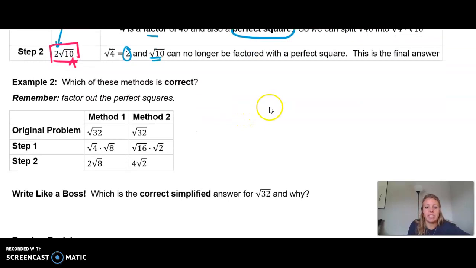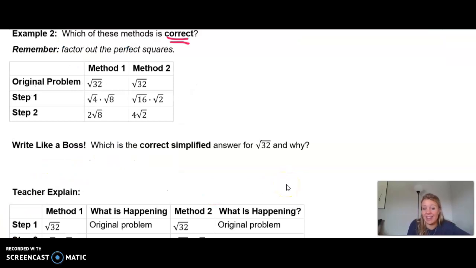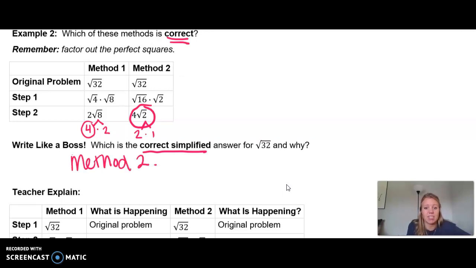So I want you to look at these two methods, and I want you to think of which of these methods is correct. So go ahead and pause this video and see if we can talk through which one is correct. Okay, so hopefully you're thinking that method 2 is the more correctly simplified answer. But why? I want you to think about this. We can still divide 8 into 4 times 2. And if you remember from our first example, 4 is a perfect square. So we can still take the square root of one of those factors. 2, the only thing we can divide by is 2 times 1, and we can't take the square root of 2 and get a pretty number. So method 2 is correct because it's more simplified, right?